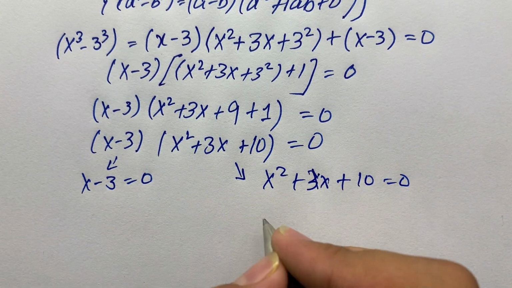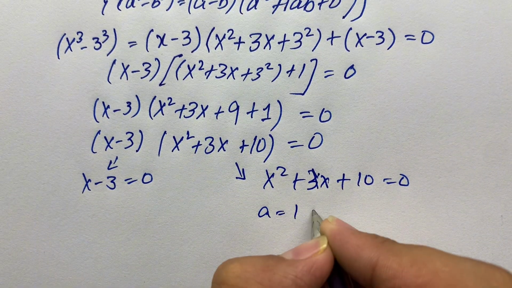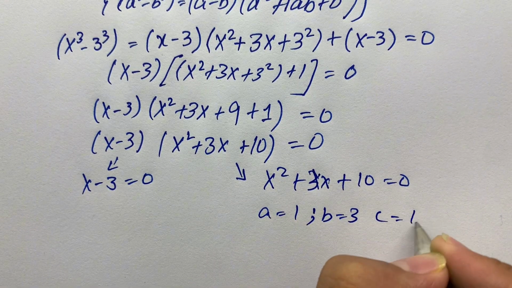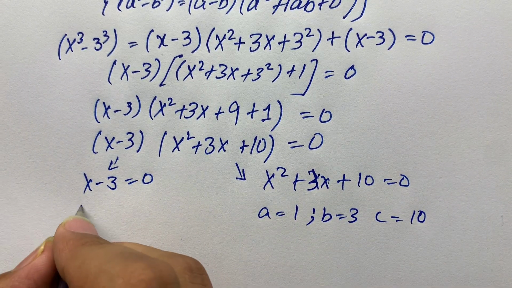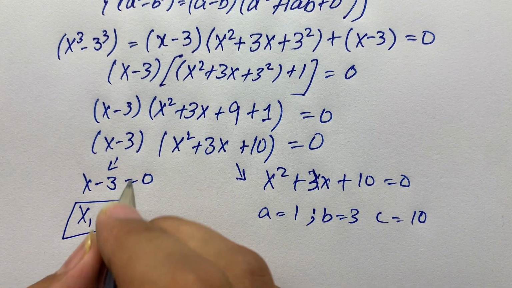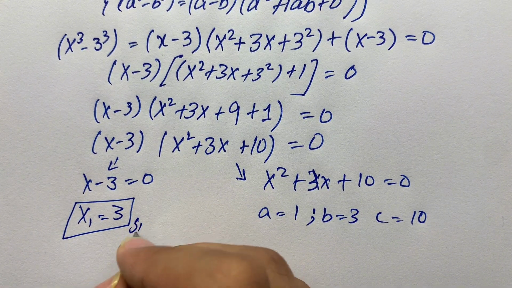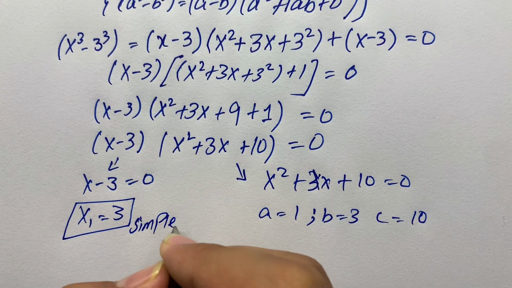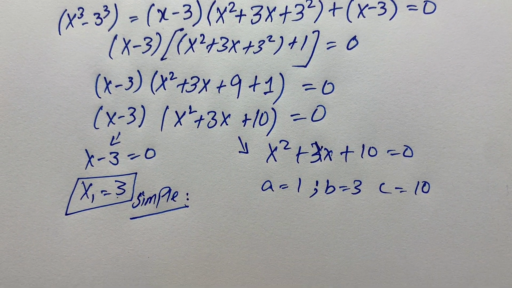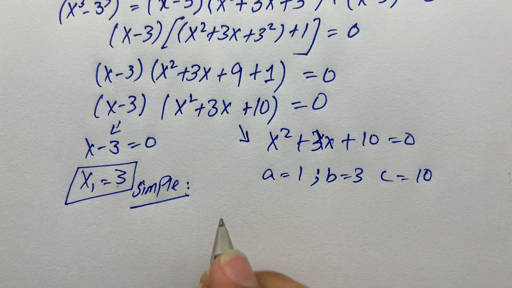Our a is 1, our b is 3 and our c is 10. This side we get x1 is equal to plus 3. This is our simple solution of x. Now we solve this side.